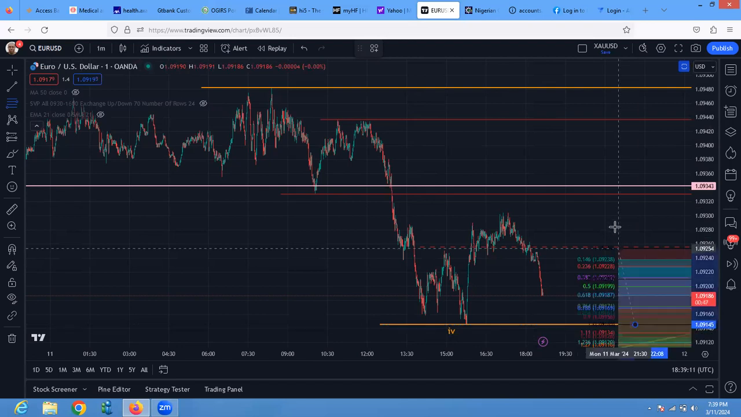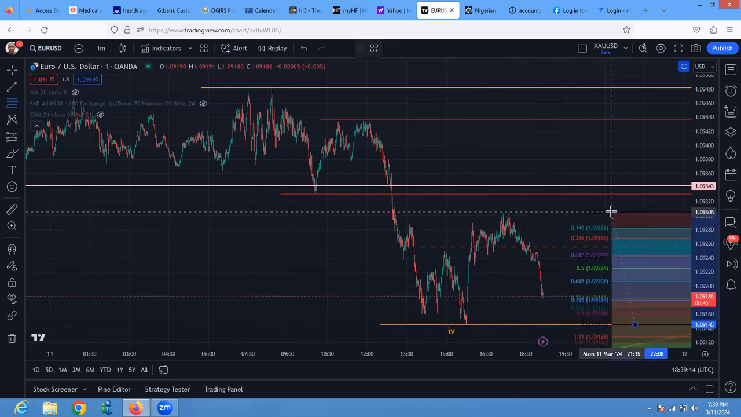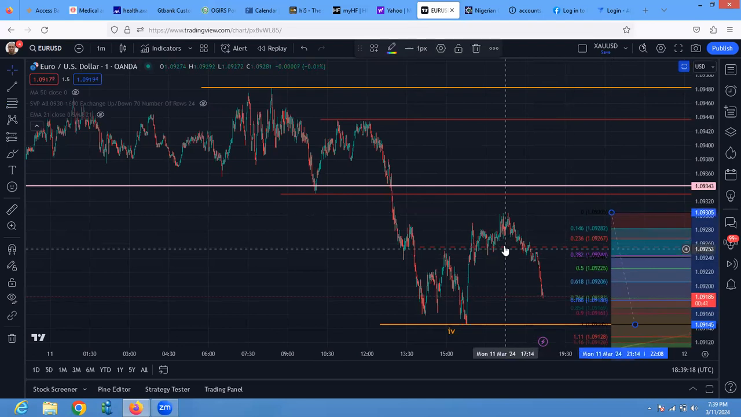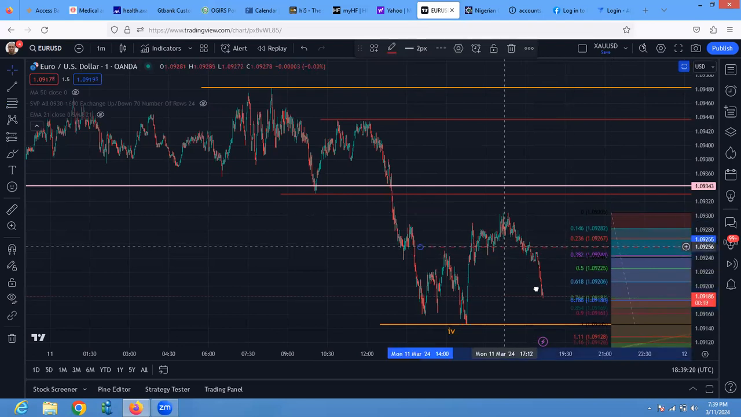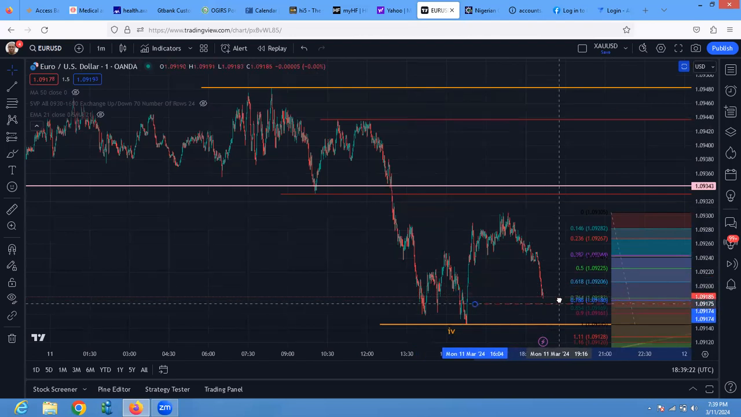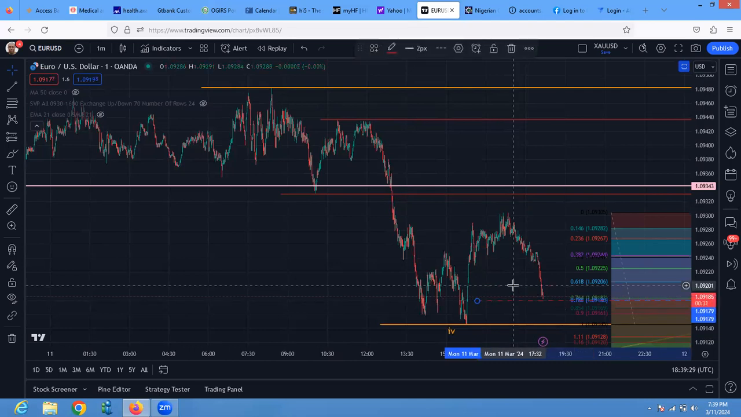Now, with this breakout structure here, where you don't want to break, you want to see a reaction around this area. This is the area you want to see reaction, and we are there in case you want to pick a trade to the upside.